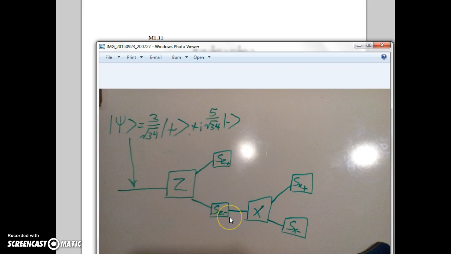And then next, that was for part A. Part B has the Sx after the Sz minus, and so half coming into the Sx will go up here and half will go down there.